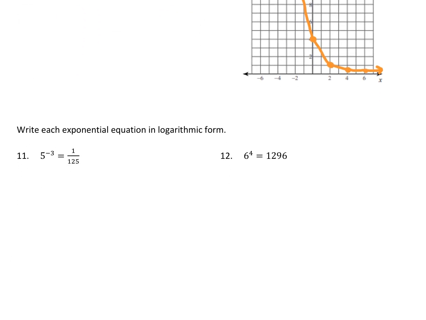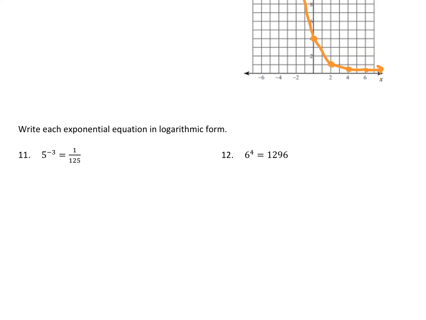Your next section comes from going back and forth from log form to exponential form or exponential form to log form. For 11, you are writing the expression or equation in log form. So you have 5 to the -3rd power is equal to 1/125. Remember with this, you're going to drop that 5 down to become your base. The -3 becomes your answer. The 1/125 becomes your big number. And you add the word log into there. So you're going to have log base 5 of 1/125 is equal to -3.